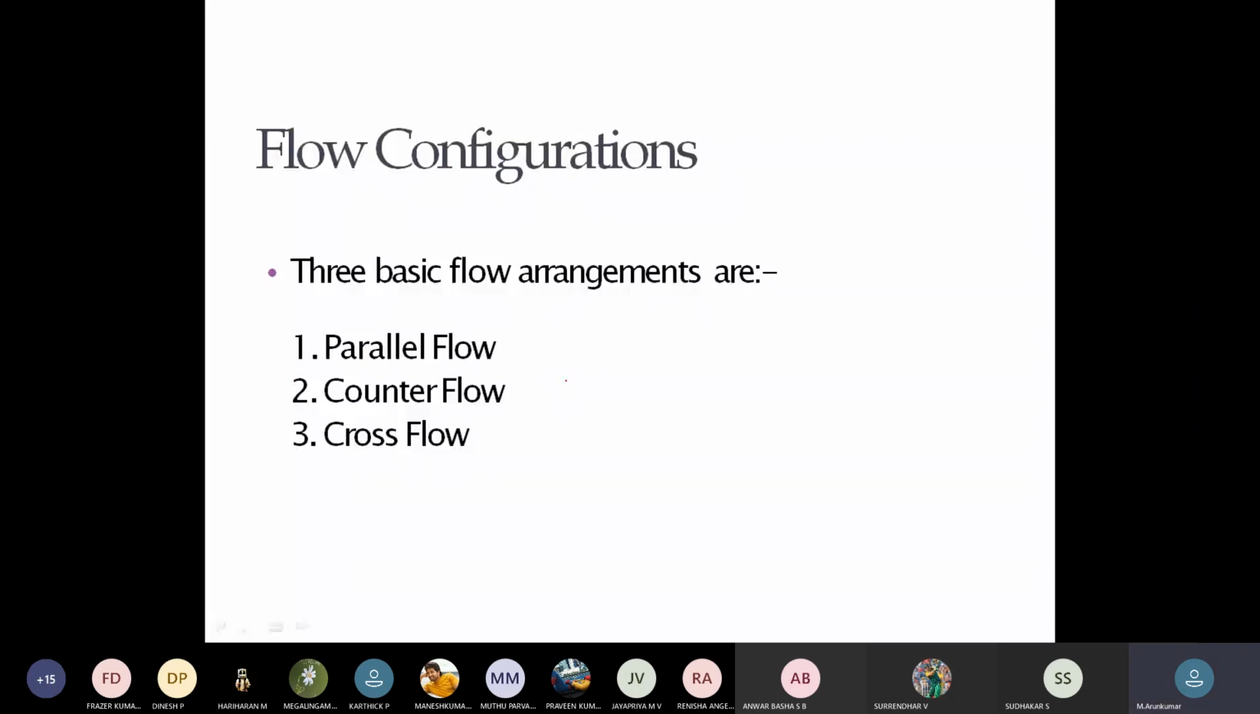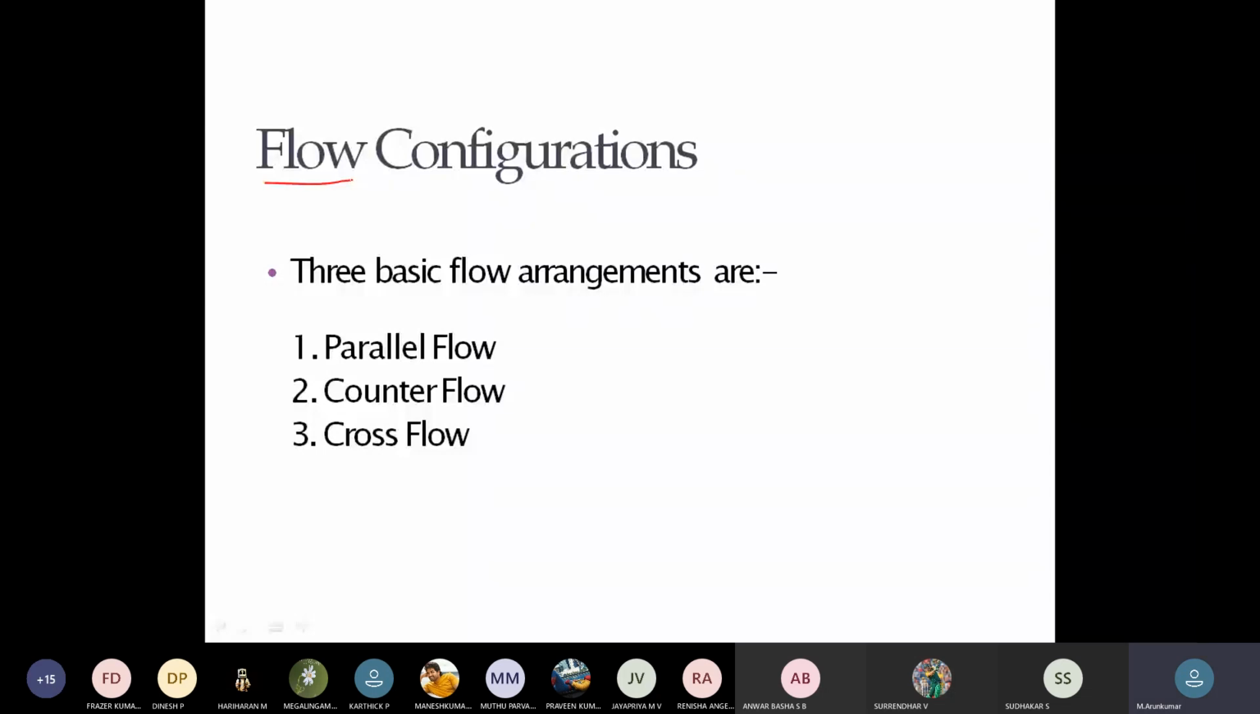There is one parallel flow, then we can have counter flow, then we can have cross flow. Based on the flow, I think you can deeply study this: what is parallel flow, what is counter flow, and what is cross flow in your fluid dynamics subject. So we need not go much into that. We can just look at the types of heat exchanger.